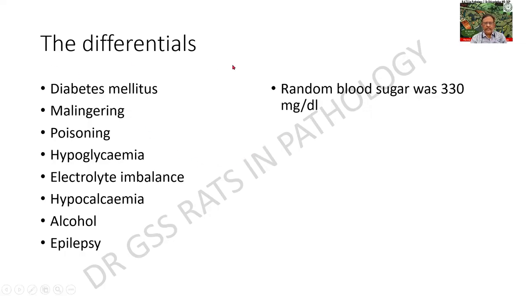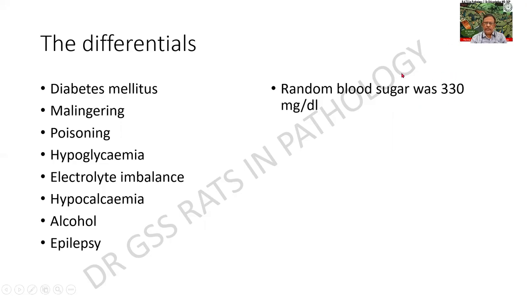The differentials that I would prefer will be diabetes mellitus, malingering. Sometimes the patient pretends, that is called malingering. Poisoning, we do not know. Hypoglycemia, electrolyte imbalance, hypocalcemia, alcohol intake, epilepsy.